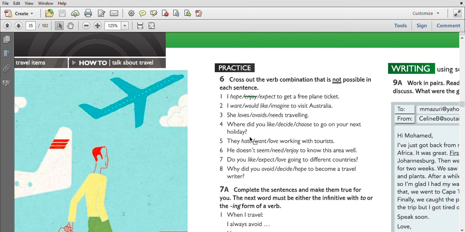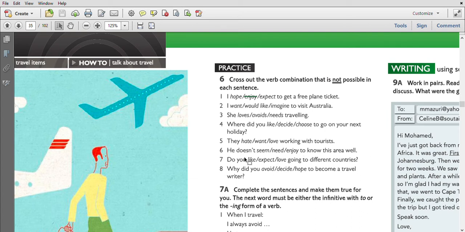They hate, want, love working with tourists. Here we cross want, because after hate and love we can use working. Here it is working with the ing ending. He doesn't seem, need, enjoy to know this area well. In this sentence we will cross enjoy, because we have the verb with infinitive with to, and after enjoy we should use knowing.